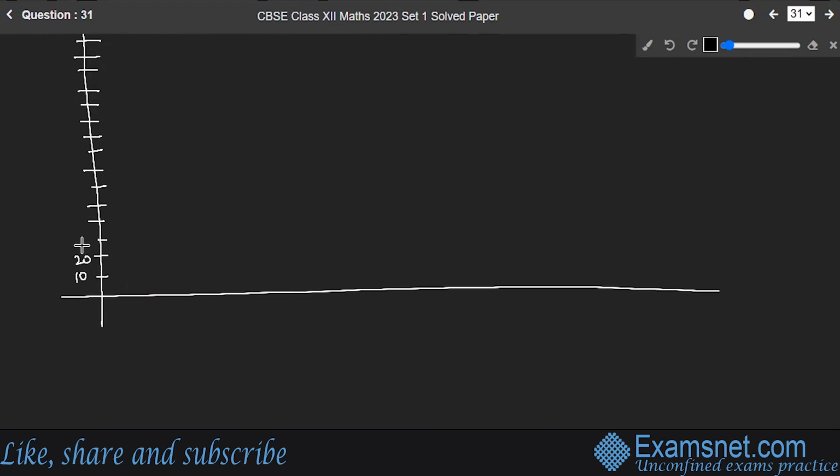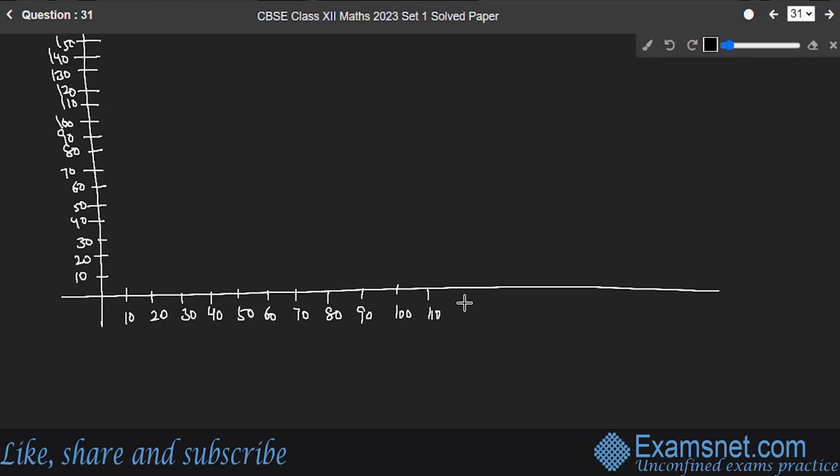Let's mark the scale on both axes: 10, 20, 30, 40, 50, 60, 70, 80, 90, 100, 110, 120, 130, 140, 150, and so on.